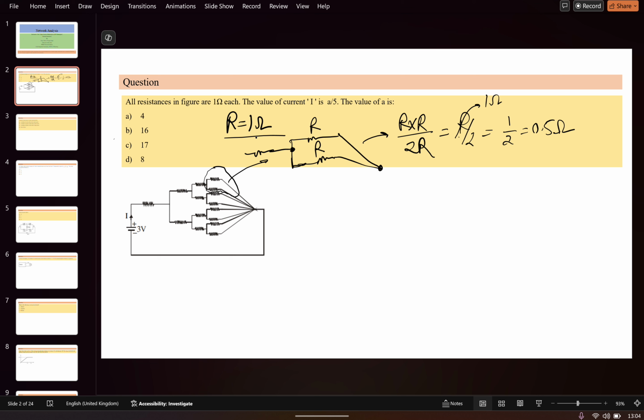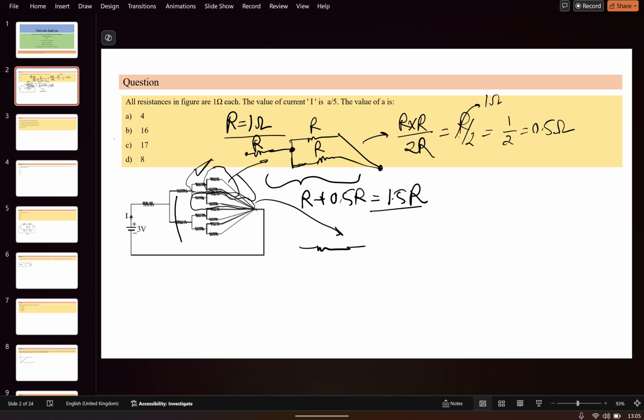Okay. And similarly, if you see this R, it has one node common. So this two combination, the whole combination will come out to be R plus 0.5 R, it will become 1.5 R. Okay, this whole combination. And if you see this whole structure, it can be transformed into two parts: one resistance coming here, and then two parallel resistances of 1.5 R and 1.5 R.